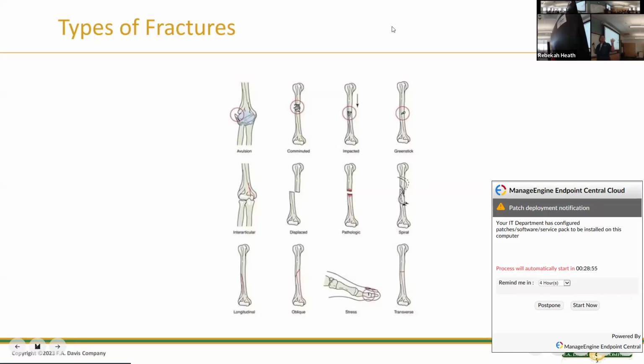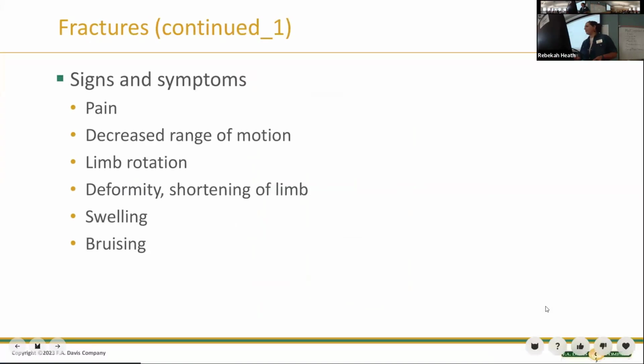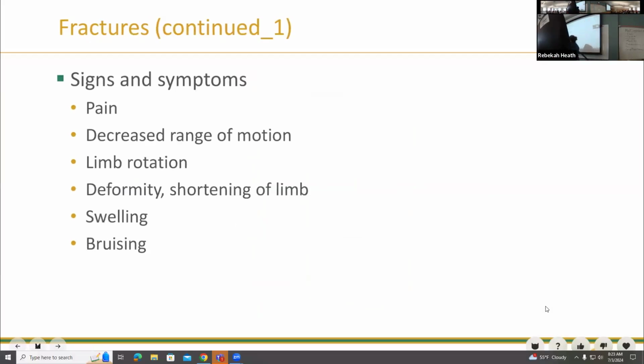So anyway, I don't want to spend too much time on it, but I just want you to know there are differences in types of breaks. They tell us maybe how the break happened and also how we're going to treat it. So with fractures, signs and symptoms, because especially with some of these fractures, we might not actually know if there is a fracture just looking at it. Some of them probably, but most of them, we're going to be curious. So our signs and symptoms, they're going to have pain, right? It's going to hurt. We're also going to have decreased range of motion. You're not going to be able to move that affected body part as easily.